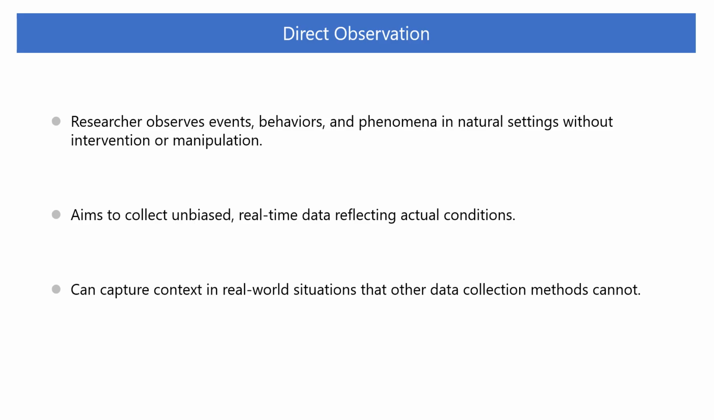Direct observation is a data collection method in which the researcher observes events, behaviors, and phenomena in natural settings without intervention or manipulation. Direct observation aims to collect unbiased real-time data reflecting actual conditions. This method can capture context in real-world situations that other data collection methods cannot. In the context of machine learning, we can use direct observation to collect data that may be difficult to capture through surveys, experiments, or secondary sources.